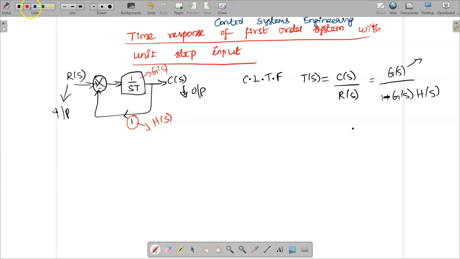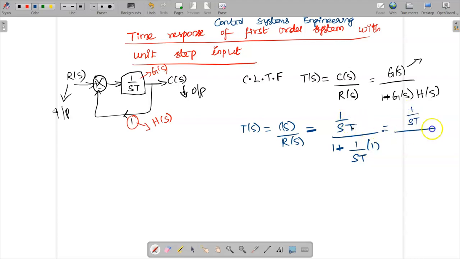Okay. So once you know all these things, you can substitute the values in closed loop transfer function, that is T of s is given by C of s by R of s, which is nothing but G of s value is 1 by sT, divided by 1 plus, again G of s value is 1 by sT, H of s value is 1. So let me solve this equation.